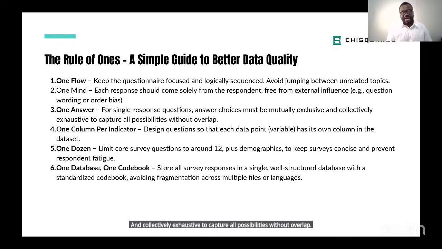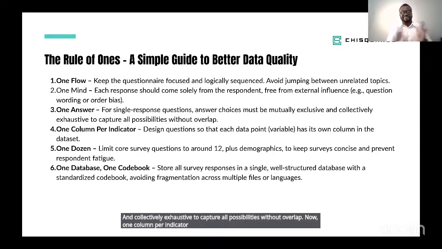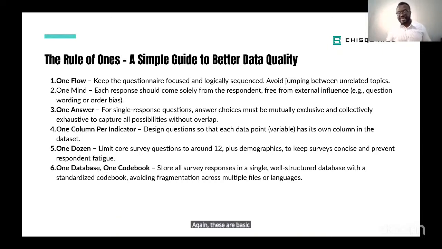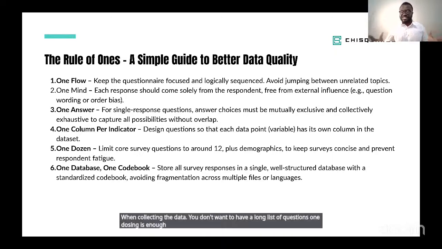Now, one column per indicator. This is just basic data standards. You can have data collection where that same column is capturing many things, right? One column, one indicator. That's very, very simple. Again, these are basic data standards that we need to adhere to when collecting the data. You don't want to have a long list of questions. One dozen is enough for the number of questions in your survey. I mean, the key questions. Then you can add the demographic variables.